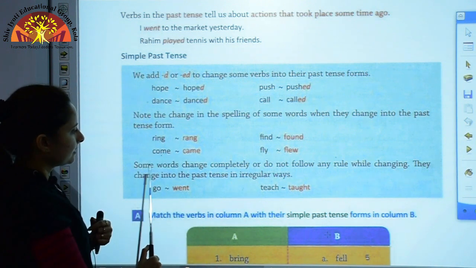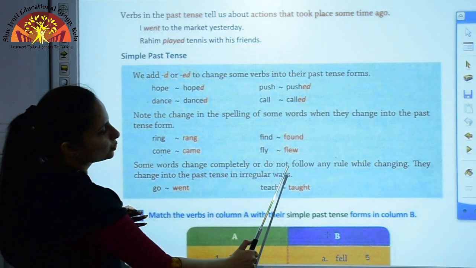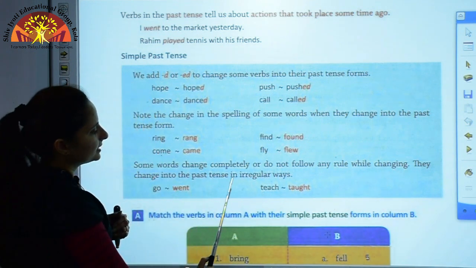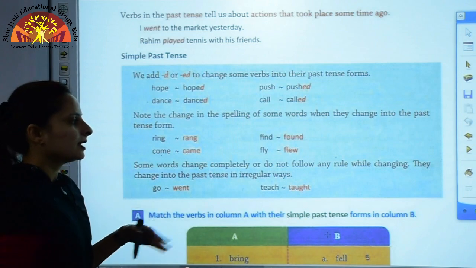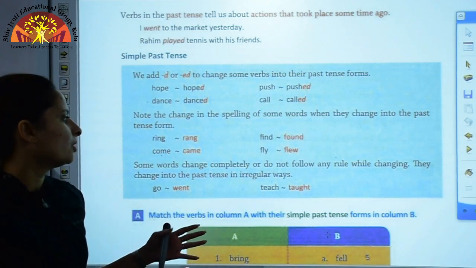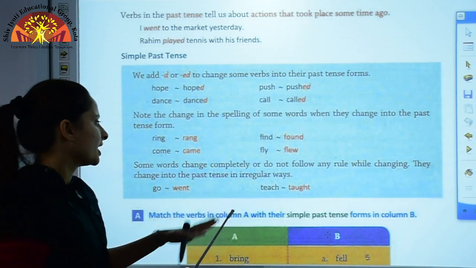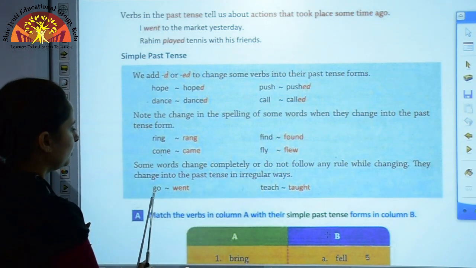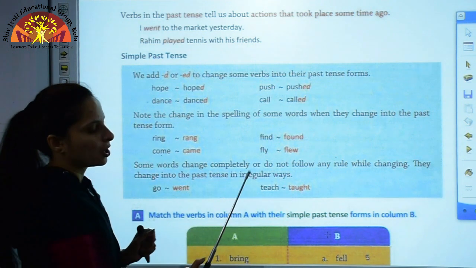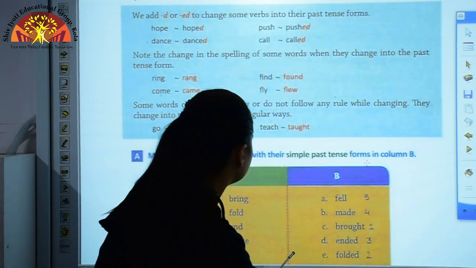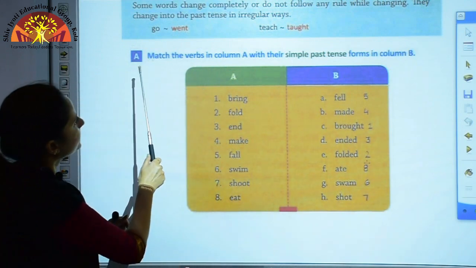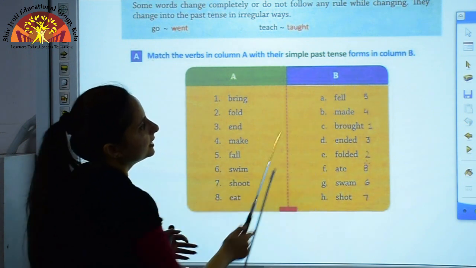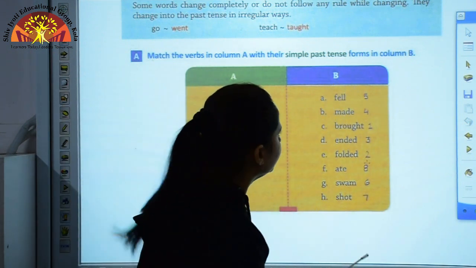The third is, some words change completely or do not follow any rule while changing. They change into the past tense in irregular ways. Now, some words when they change into their past form, they completely change and they do not follow any rule. Example, go, went, teach, taught. Now, I will discuss the exercise with you. Exercise A is, match the verbs in column A with their simple past tense forms in column B.